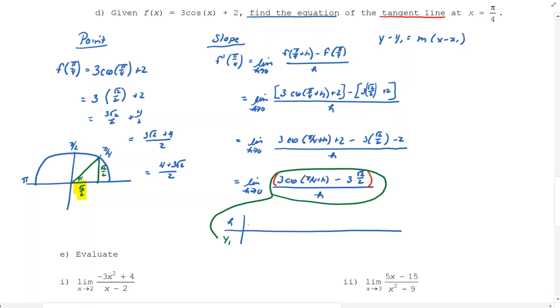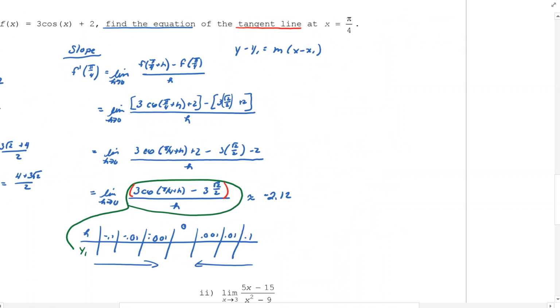And we're going to have negative 0.1, negative 0.01, negative 0.001, because we're trying to approach 0, 0.001, 0.01, and 0.1. And we get this to approach, once we use our table of values on our calculator, approximately negative 2.12.